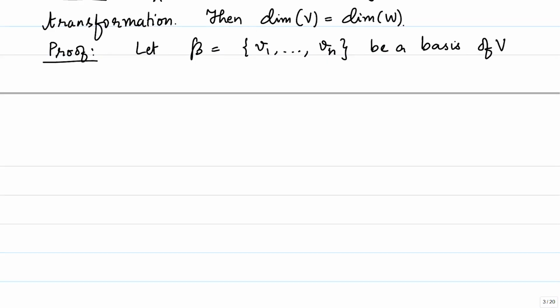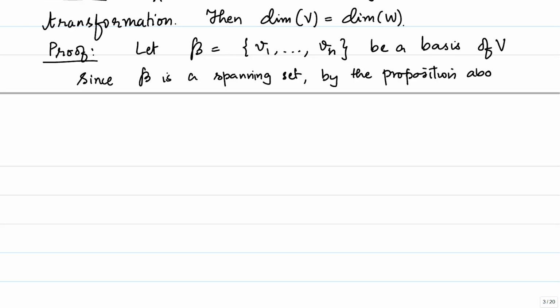What did the first proposition tell us? The first proposition told us that if we have a spanning set V1, V2 up to Vn, then TV1, TV2 up to Tvn is a spanning set of R of T. Now, since B is a spanning set, by the first proposition above, which we just proved, TV1 to Tvn spans R of T.